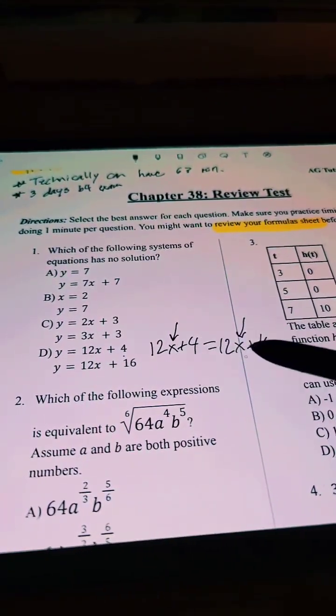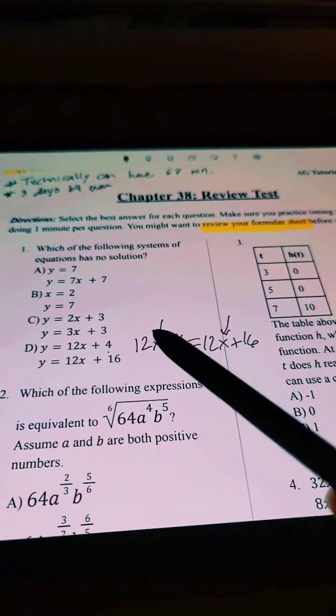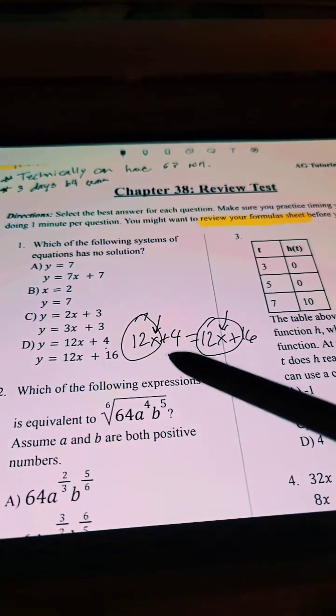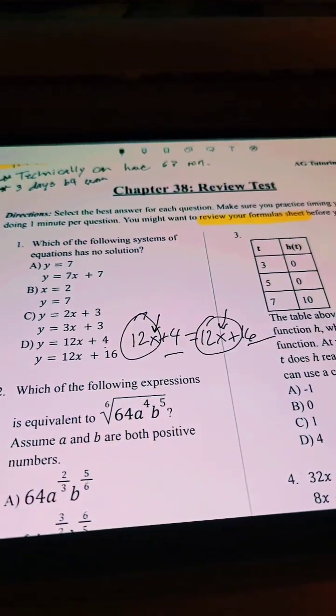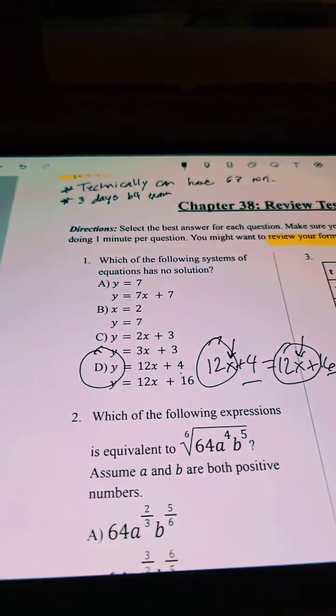No matter what you put in for x, it's going to be the same every single time. Like if I put 1 in for x on each side, I'm never going to get the same number, because I can't have the same exact value on each side and then add different numbers and get the same result. That's impossible. It doesn't work. So it would be D, no solution.